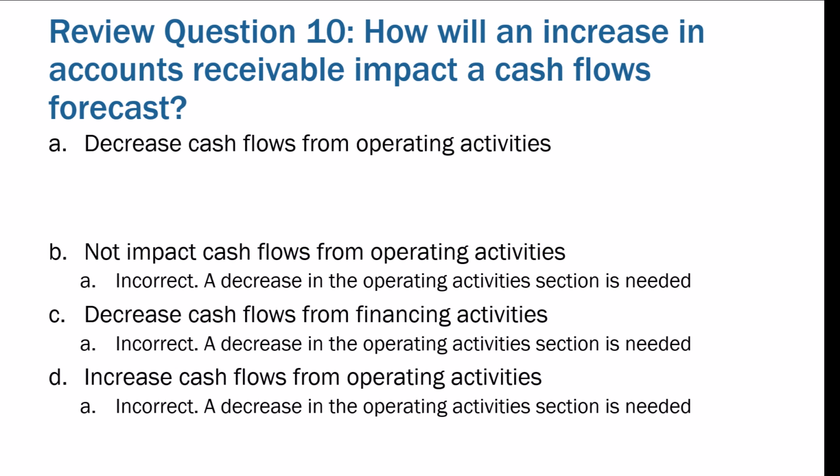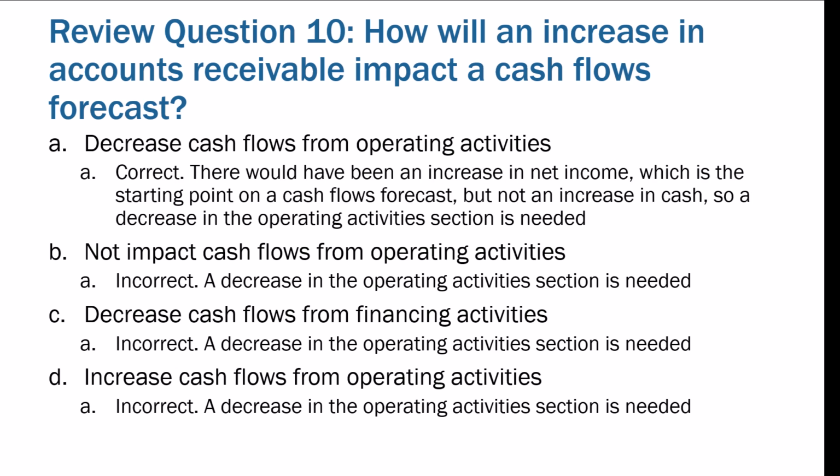It's not going to be an increase in the operating activity section. It is going to be a decrease. Why? Basically, we sold on account, which gave us net income, which is the starting point for the statement of cash flows, but we didn't get cash, so we need to show a decrease.